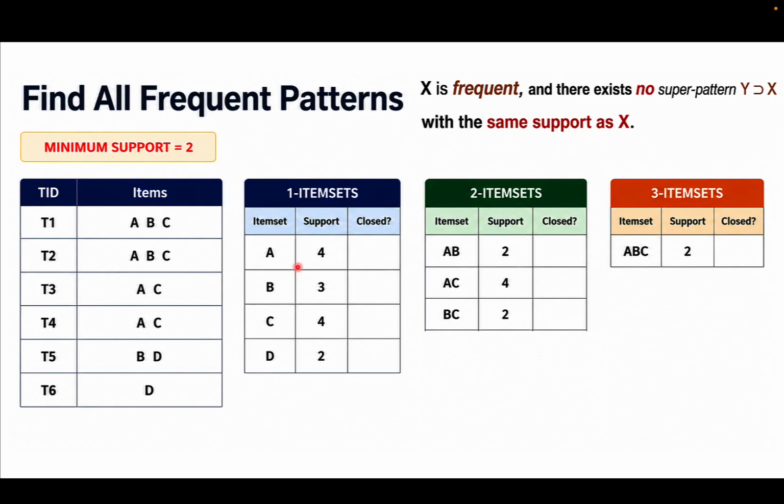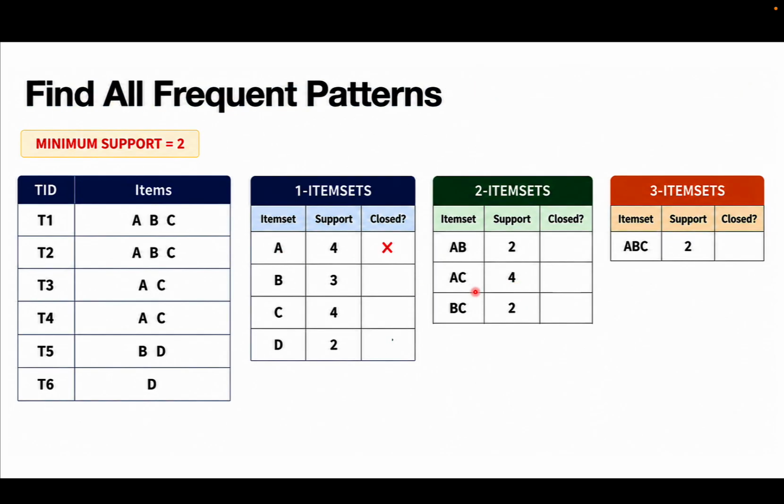Is A closed? Now I'm going to look for any supersets that contain A and check the support. Here I see that A is contained in AC, and the support is the same, so A is not closed. What about B? B appeared in AB, but B's support of 3 is greater than 2, so B is closed.